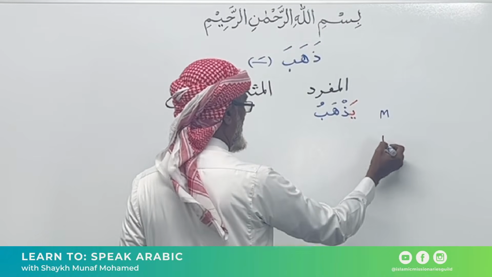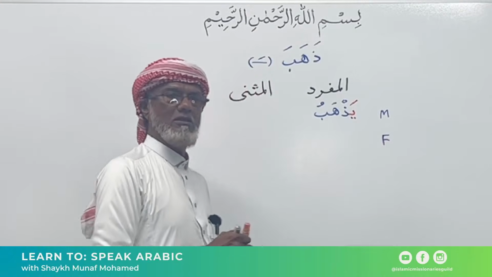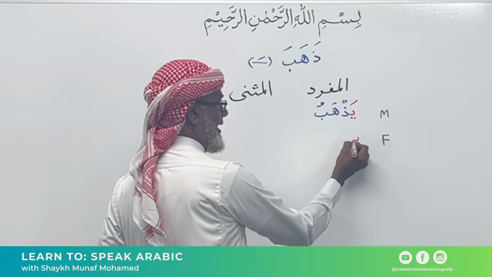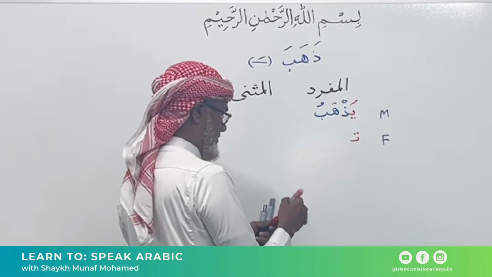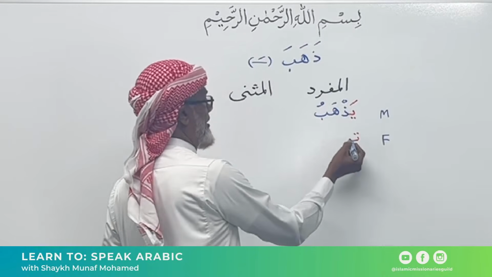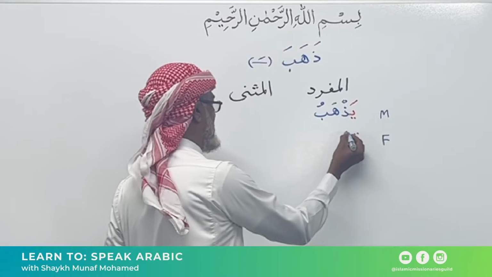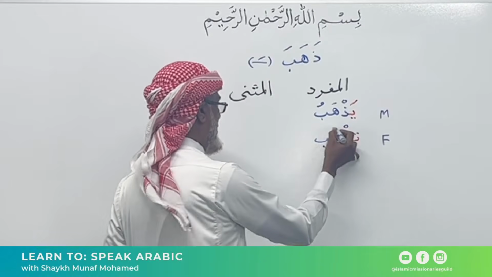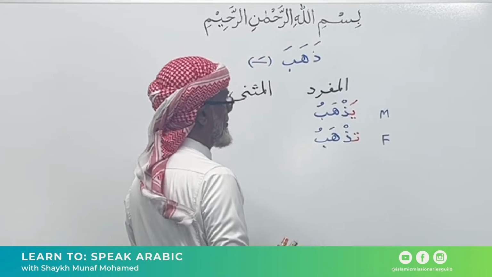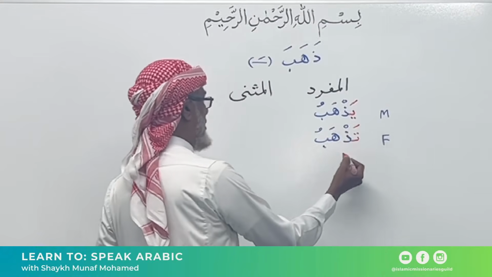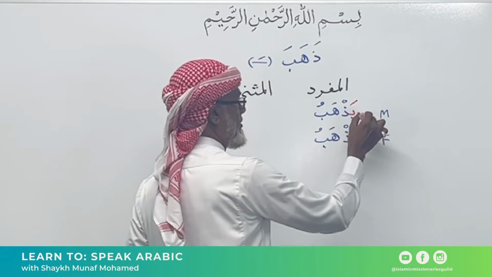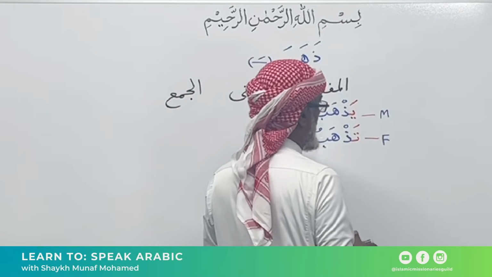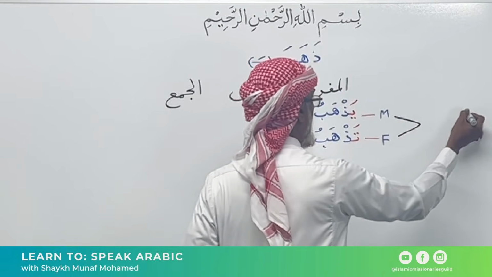Then for the feminine, to differentiate it from the masculine, the ya is just changed to a ta. So we will say Muhammad yadhhabu, and Khadija tadhhabu. Muhammadun yadhhabu, Khadijatu tadhhabu. And both of them are al-ghaib.